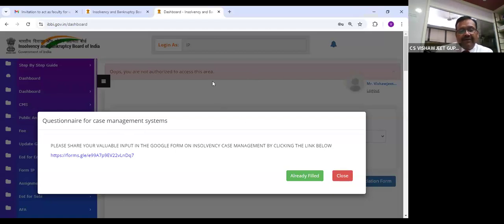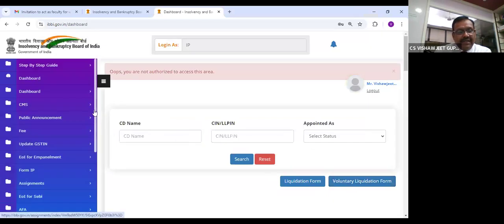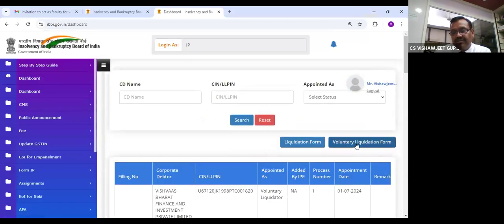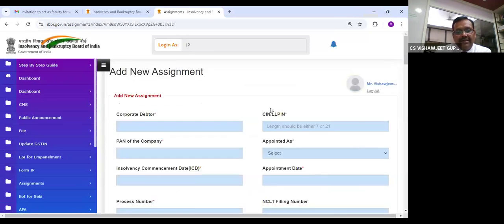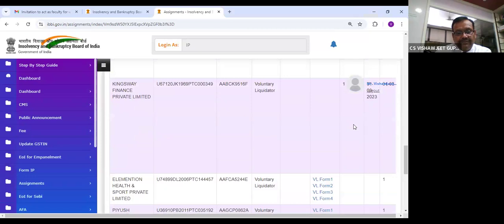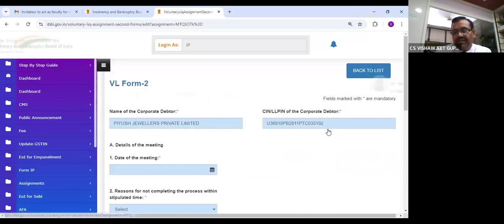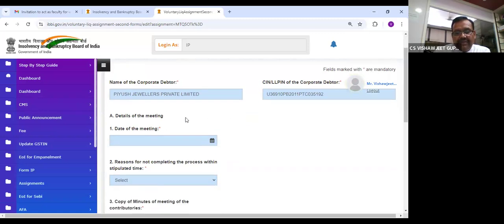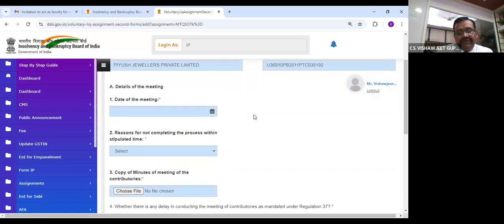This is after login, you will see this screen. Now close this and then go to the dashboard. When you go to the dashboard, voluntary liquidation forms will be there. Now this is Form VL2. In Form VL2, you will have to fill in the name of the corporate debtor, the CIN number of the corporate debtor or LLPIN number, whatever the CP is. Details of the meeting, date of the meeting. When you hold the meeting with the contributories, you will have to fill in the date of the meeting here.